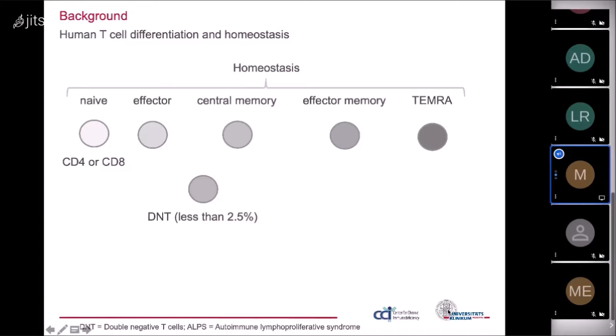T cells at various differentiation stages. We do have naive T cells, effector memory T cells, and we also have a small population of double negative T cells, DNT, which lack CD4 and CD8 expression. And all these distinct subsets have different phenotypes, and they can expand or contract, for example, during infection, but overall they are kept under tight homeostasis.